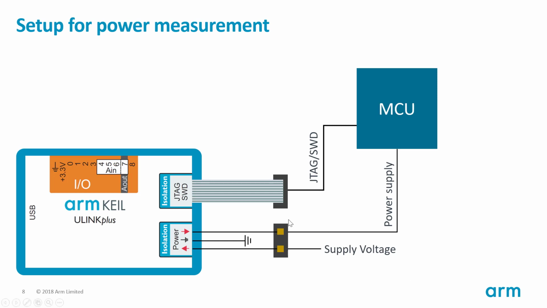For the power measurement, ULINKplus has a special 3-pin power interface that just needs to be connected into the power supply circuit of the target system. This port has built-in isolation for up to 1 kV voltage, allowing you to measure power also before the DC-DC converter. Optionally, you can connect an additional shunt board to this interface to set up the proper limit for the current measurement level.